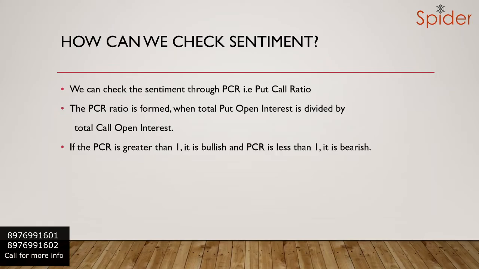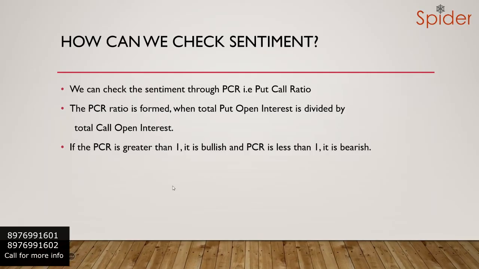So now how can we check the sentiment? Basically, we can check the sentiment through PCR, that is put call ratio. The PCR is formed when total put open interest is divided by total call open interest. So whenever you want to find PCR, you can easily find it by dividing the open interest of the put side by the call side.